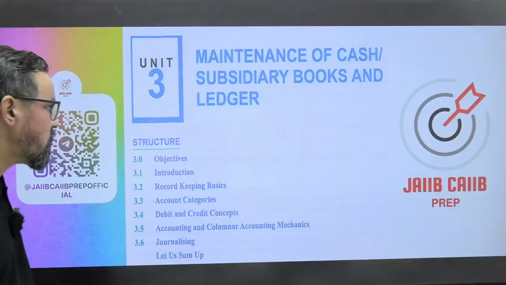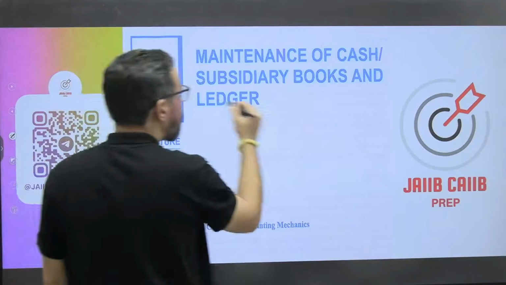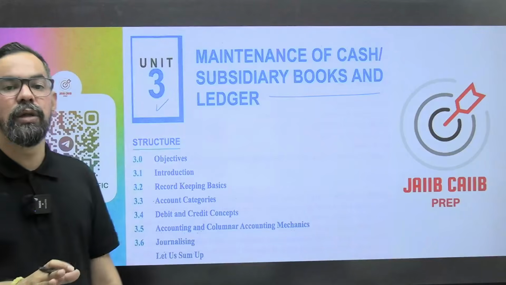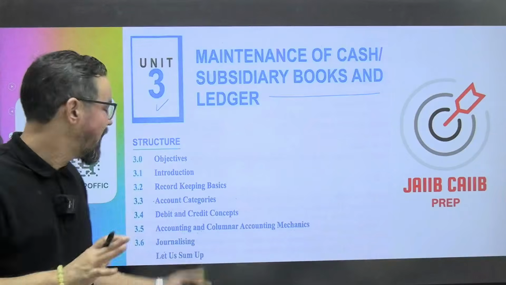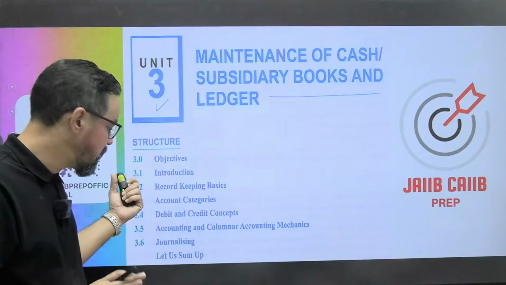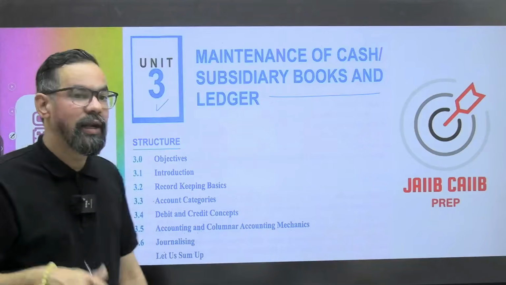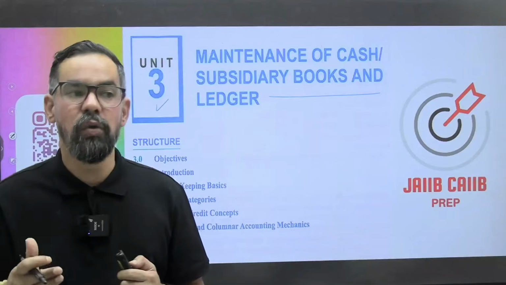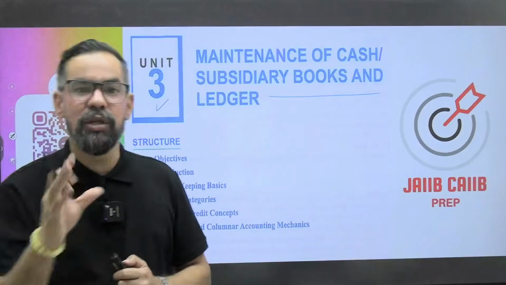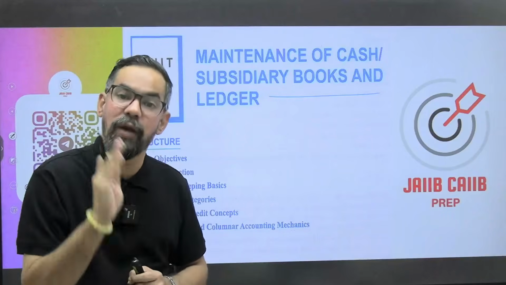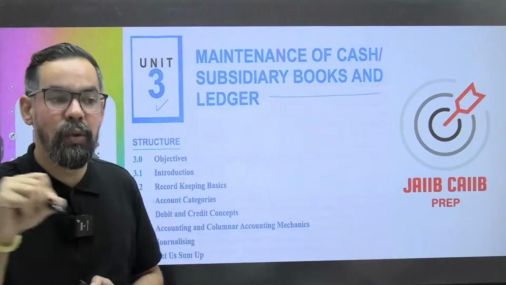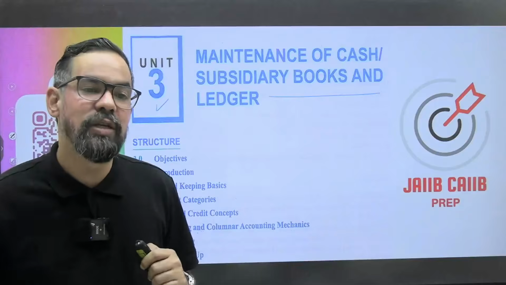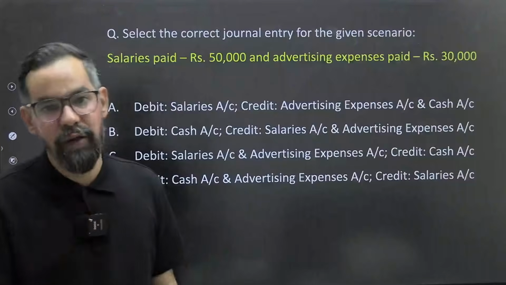Next one, Unit 3. Unit 3 is all about maintenance of cash, subsidiary book and ledger. From this one, the most important part is types of accounts, which will come under this particular one, and the debit and credit, the golden rules of real, nominal and personal account. And sometimes they'll give you 3-4 questions for half marks each. They'll ask you to do the entries, they'll give you some entry, and then they'll ask you which account will get debited or which account will get credited, right?